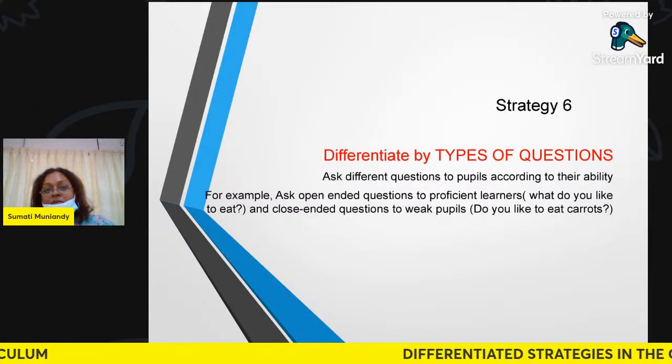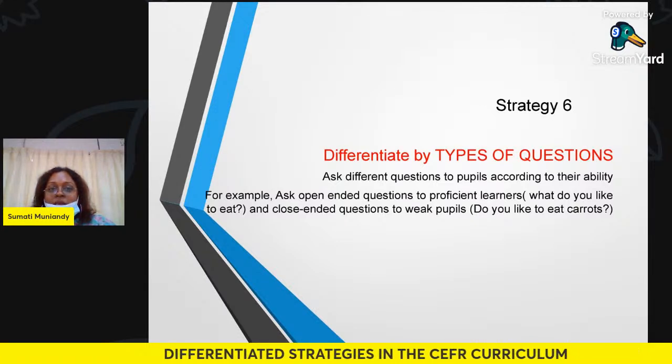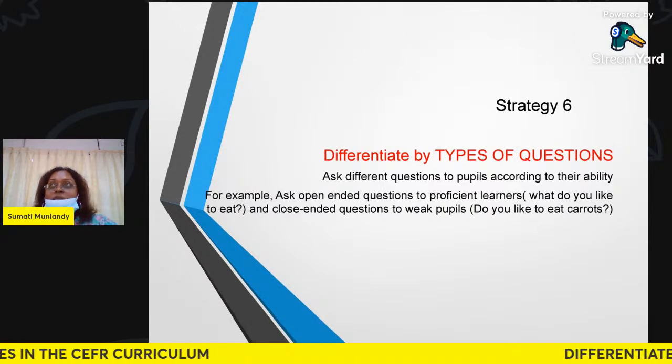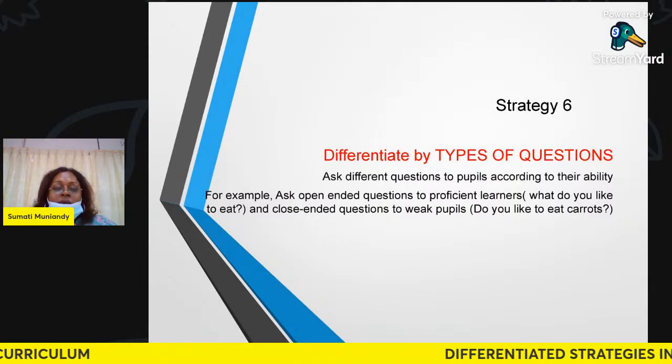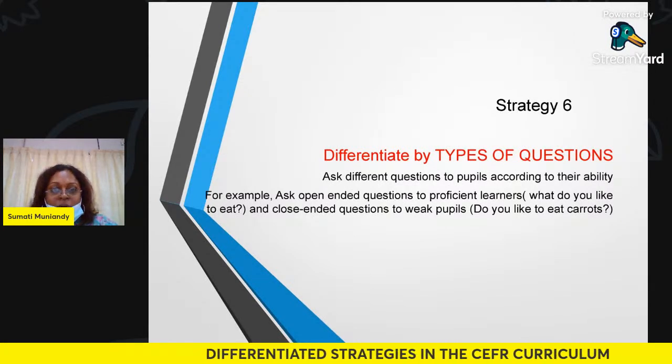Type of questions. Ask different questions to different people according to their ability. Example, ask open-ended questions to proficient learners. What do you like to eat? What do you think of this situation? What do you think of COVID-19? For the proficient learner, where they can express their thoughts.